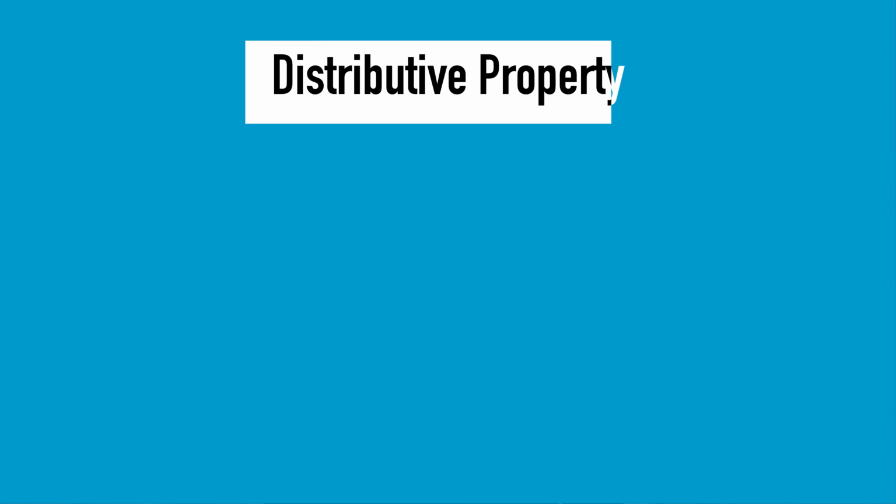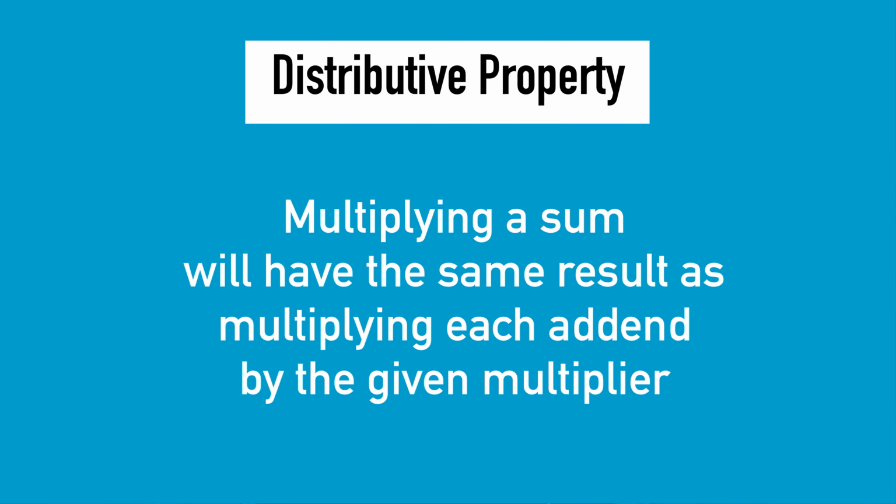But be careful and remember that whenever you move a term, if it has a negative, you have to take the negative with the term. Negatives are critical, especially in this next property, the distributive property. Now, when I distribute an assignment to the class, that means that everyone gets a copy of the assignment. The distributive property states that multiplying a sum will have the same result as multiplying each addend by the given multiplier, essentially handing out the multiplier to each addend.